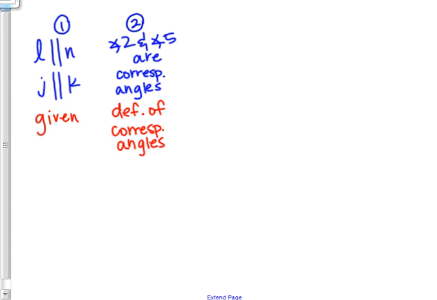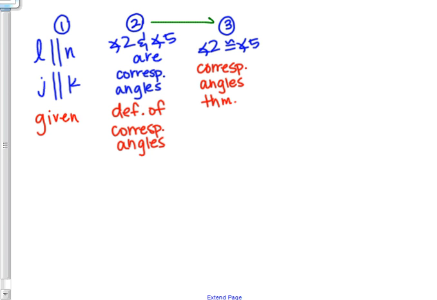All right, and then step 3, I can make a conclusion because I know that relationship. I know that corresponding angles are congruent when we have parallel lines. So I can say that 2 is congruent to 5. And that's the corresponding angles theorem. That's my reason. And I can draw an arrow because I have an if-then statement, basically saying that if 2 and 5 are corresponding, then they are congruent. So then step 4, make a new observation now.